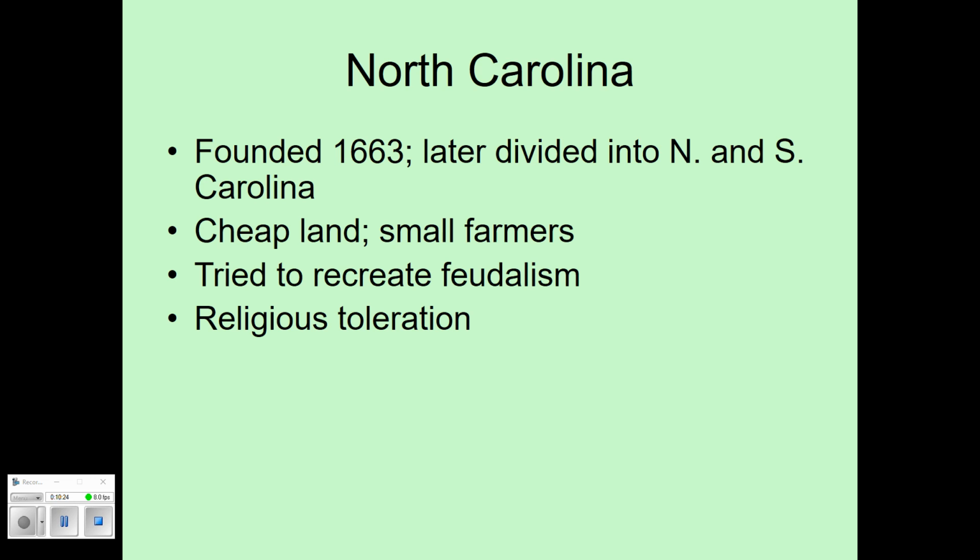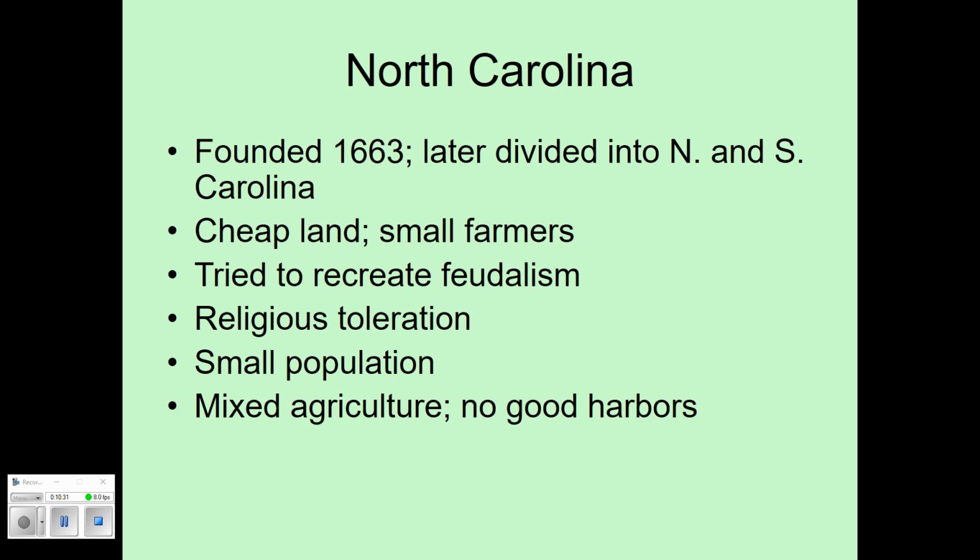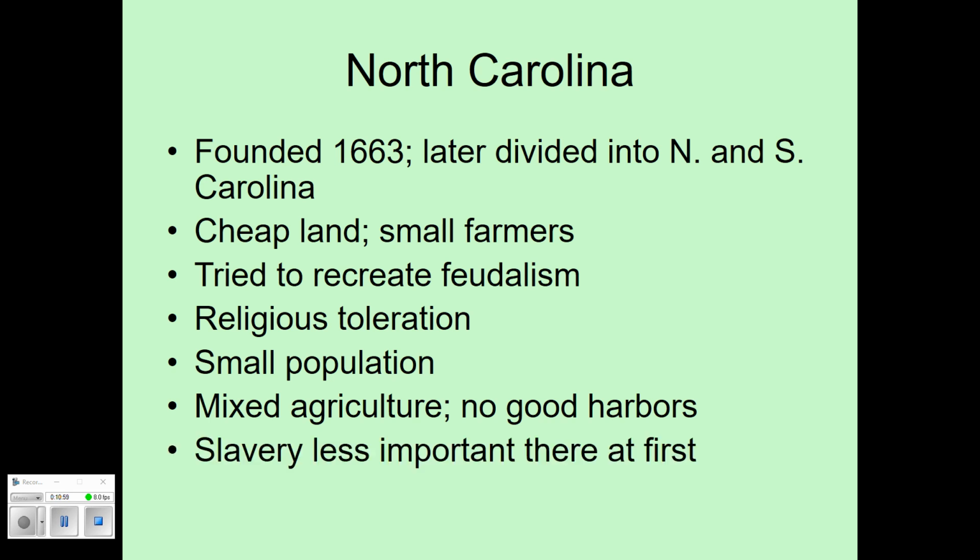They believed in religious toleration. The population remained small, and the agriculture was mixed, no large commercial crop, partly because there were no good harbors. It was too hard to get crops to markets across the sea. Later, North Carolina became associated with tobacco. But in this period, Virginia is the colony and Maryland that are associated with tobacco, not so much North Carolina.